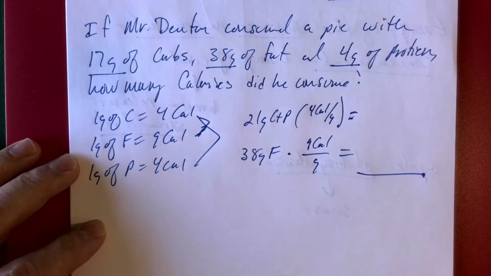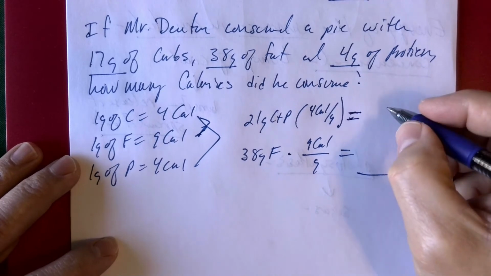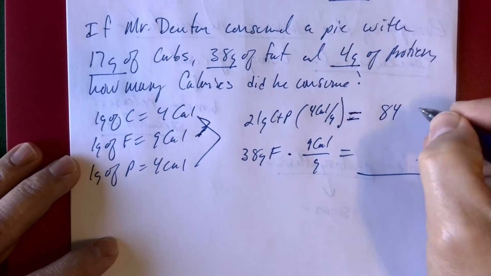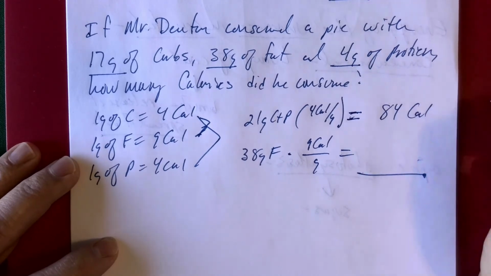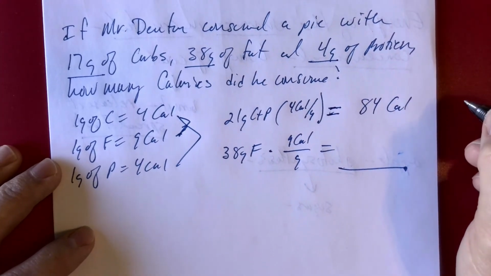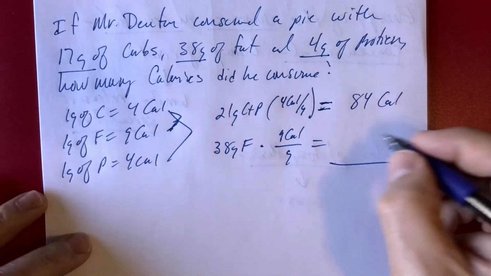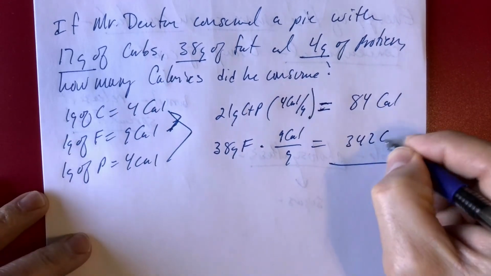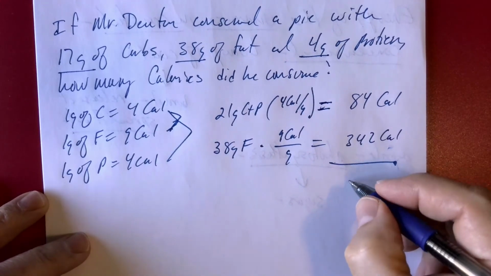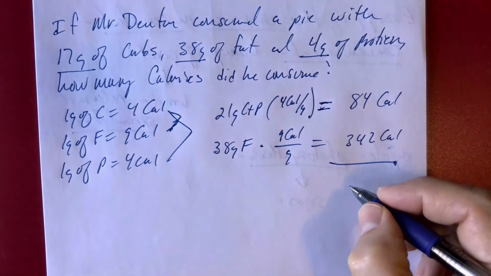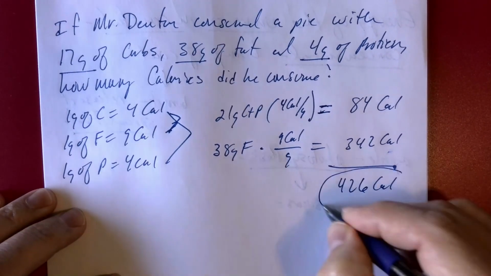Add them. Add them, right? So does somebody have the top number for me? Oh, that's easy. That's 84. Yeah. Isn't that 84 big C calories? Right? What's the bottom number? 342. 342 big C calories, which is going to give me 426. 426 big C calories.